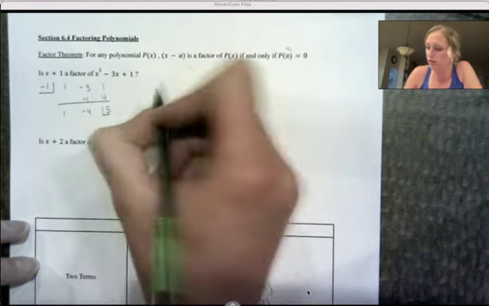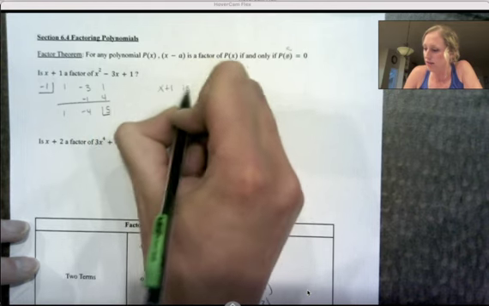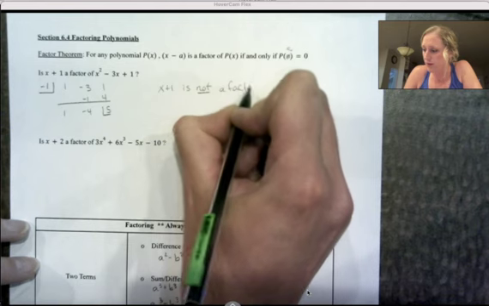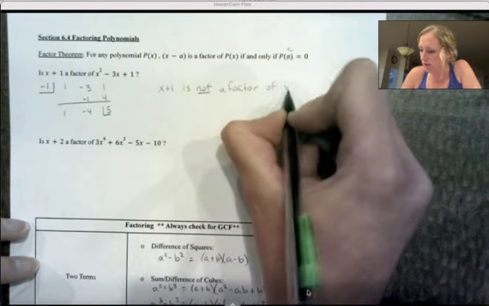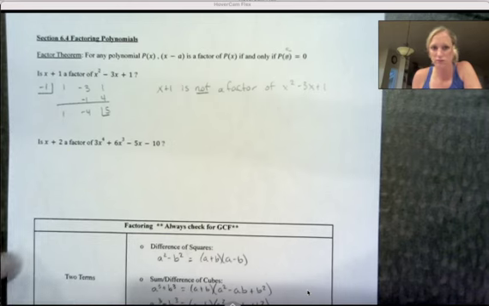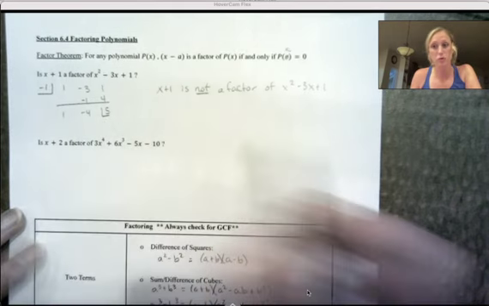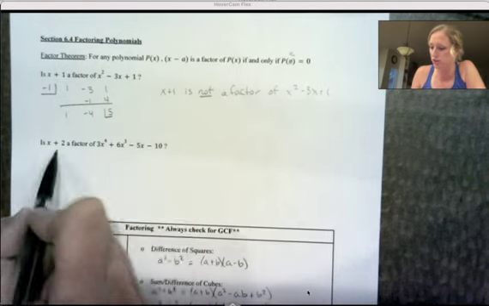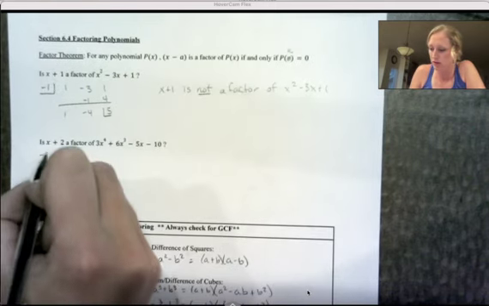So this means x plus 1 is not a factor of x squared minus 3x plus 1, okay? So if I got a remainder of 0, it would be a factor. If we get anything other than 0, it's not a factor, okay? So let's check -2 with this polynomial.